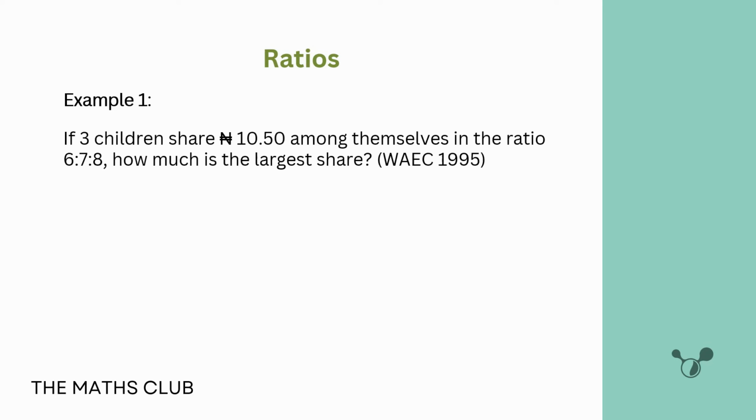In this example, it says that if 3 children share 10.5 naira among themselves in the ratio 6, 7, 8, how much is the largest share? If you look at this ratio, you have 6, 7, 8. Who has the largest ratio in all of this? Definitely the guy with the 8. Let's now see how much exactly this person would go home with.